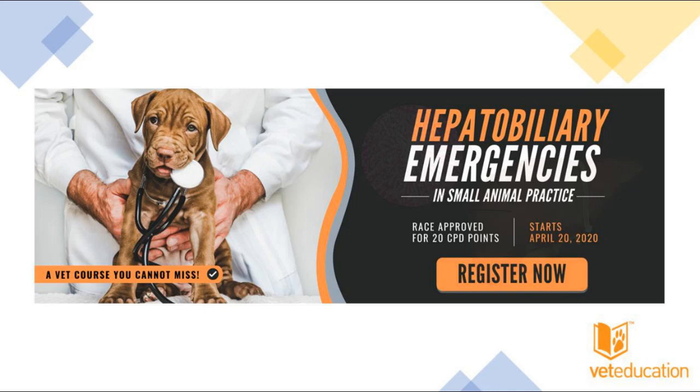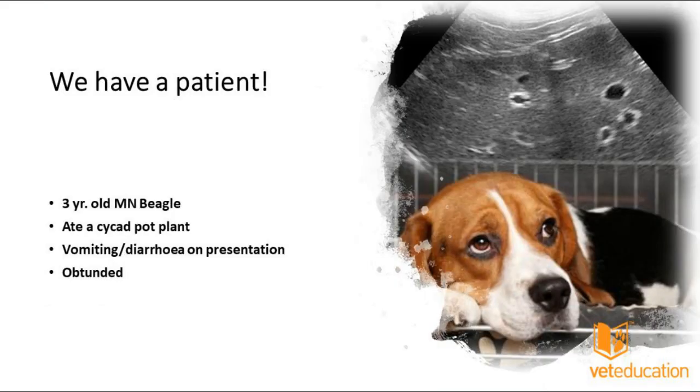During the course, we'll be covering the physiology and pathophysiology of liver disease. We'll cover acute liver failure, which is an extremely serious and important disease. We'll talk about cholangiohepatitis and biliary tract disease. And finally, we'll talk about diseases like hepatic lipidosis, hepatic encephalopathy, portosystemic shunts, and so on, all in the setting of emergency patients. So we're going to be dealing with the most emergent presentations of patients with hepatobiliary diseases. I'm going to answer any questions you may have about that course as we go through the lecture tonight.